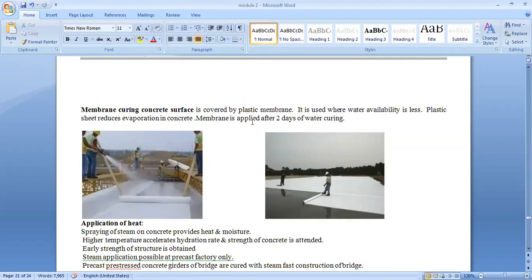The membrane is applied after 2 days of water curing. First we finish the concreting, next we go for water curing for up to 2 days. After water curing, we are going to apply these membranes. The main function of this membrane is to reduce the evaporation of the water within the concrete mix. So whatever water is available on this concrete surface will be favorable for the curing purpose.